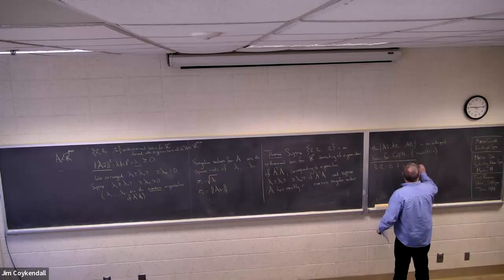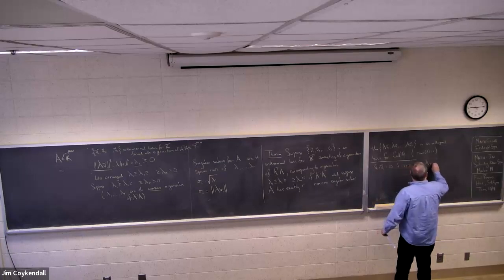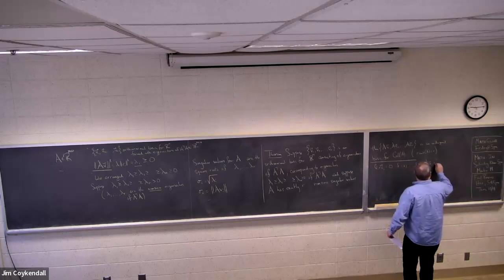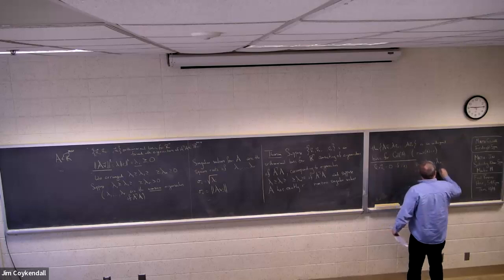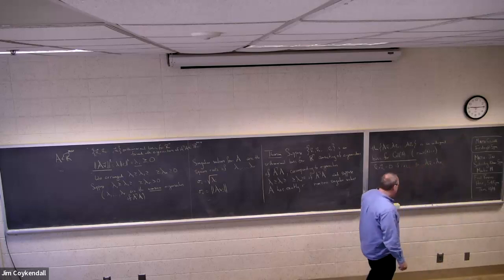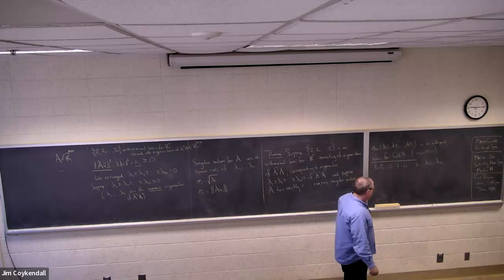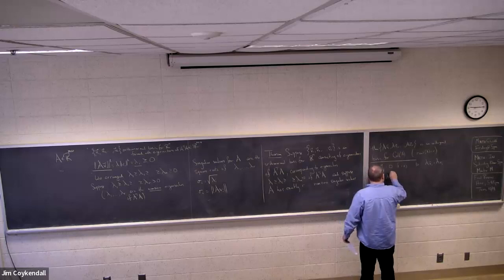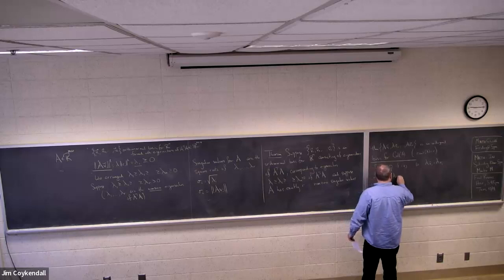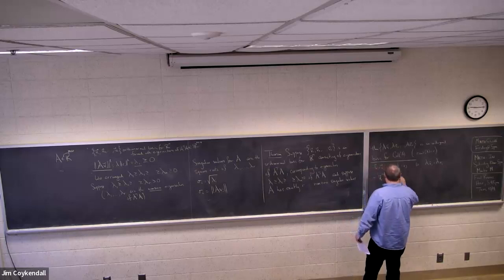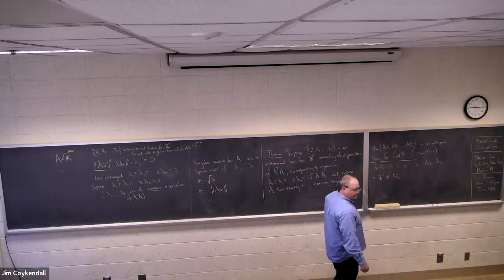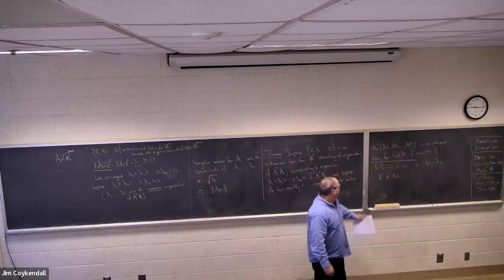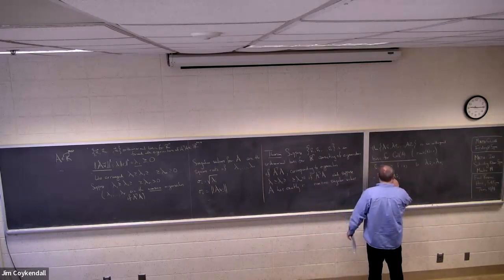So what happens when I dot A v_i and A v_j? Well, this is v_i transpose A transpose A v_j. And this thing right here.